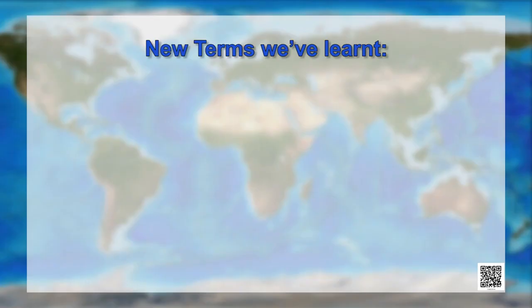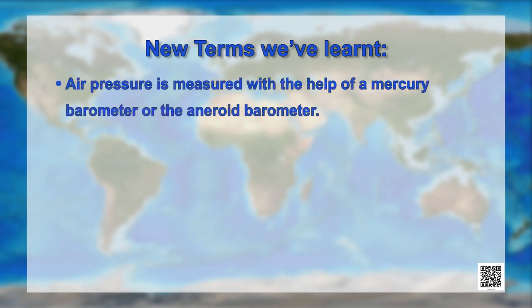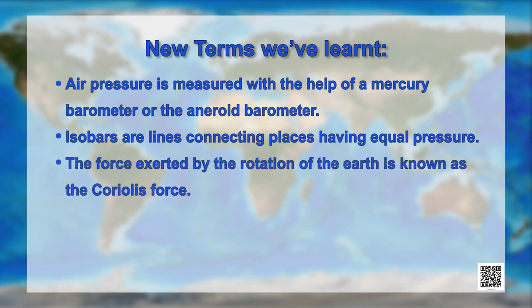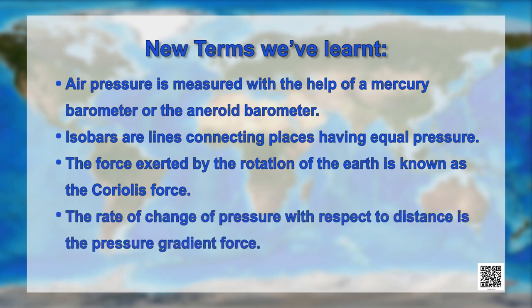The new terms which we have learnt till now are air pressure. It is measured with the help of a mercury barometer or aneroid barometer. Isobars. These are the lines connecting places having equal pressure. The force exerted by the rotation of earth is known as the Coriolis force. The rate of change of pressure with respect to distance is the pressure gradient force.